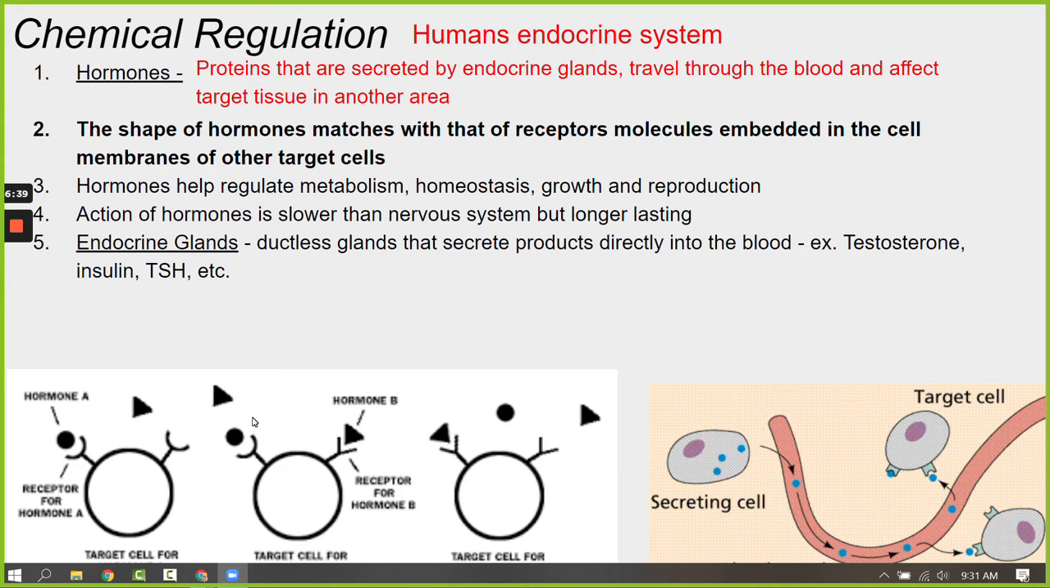Now, they take a little while to work, right? Because if an organ produces a hormone, for it to actually work, it needs to circulate throughout your body, get to the cells it's going to, and have its effect. So sometimes this action of the endocrine system is slower than the nervous system.